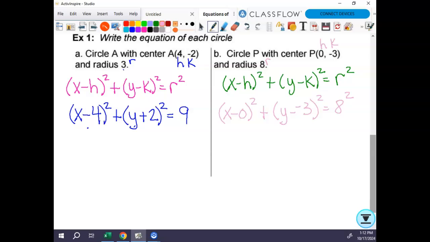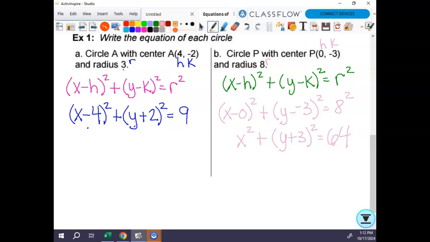Now this, I'm not solving, but I'm simplifying. What is x minus 0? X. So this is just x squared plus, and then since I have y minus a negative 3, I have y plus 3 squared equals, what's 8 squared? 64. And then that's the standard form equation of the circle.